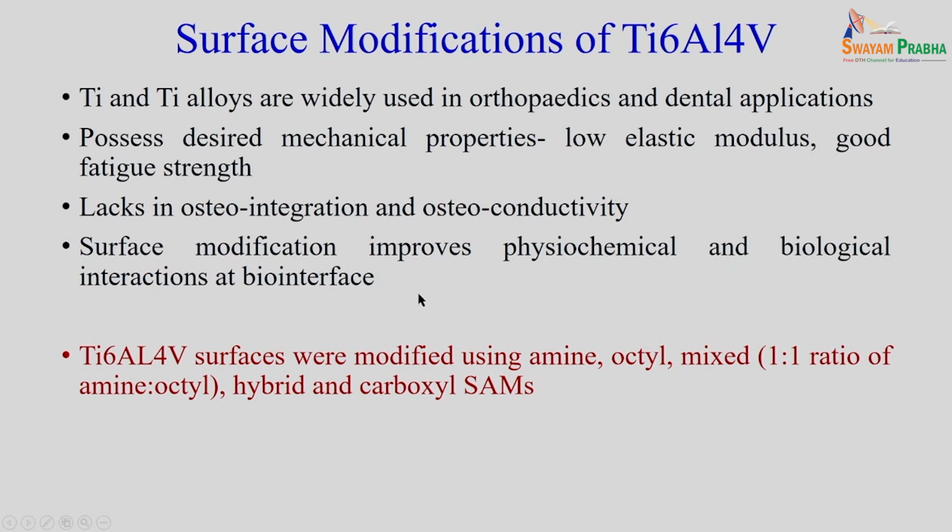So, in this work we have modified the titania surface using different self-assembled monolayers: amine group, octyl group, a mixed SAM of amine and octyl, also one hybrid SAM and a carboxyl SAM. So, we have formed the different self-assembled monolayers to tune, or you can say design, the surface with a wide range of wettability and analyze how it affects the protein surface as well as the cell surface interactions.